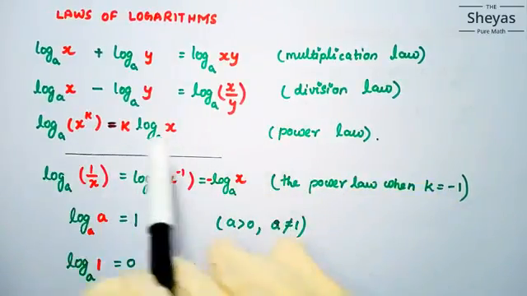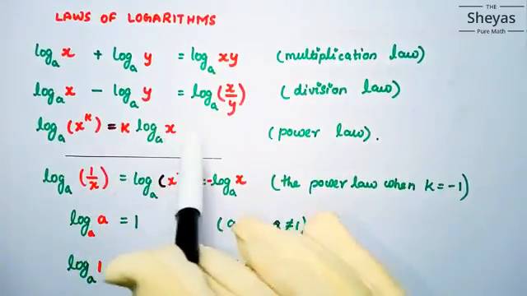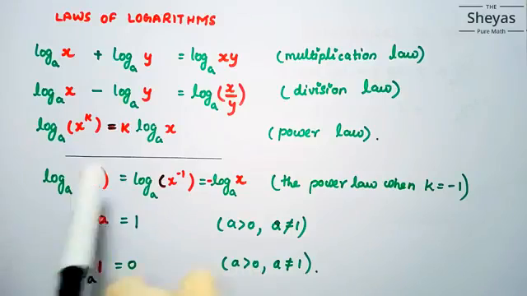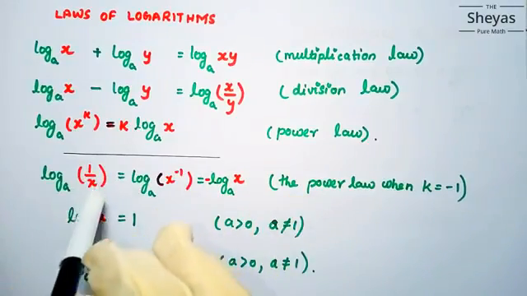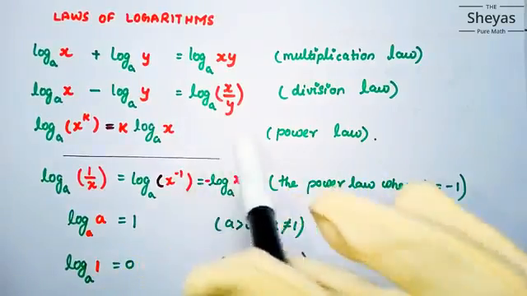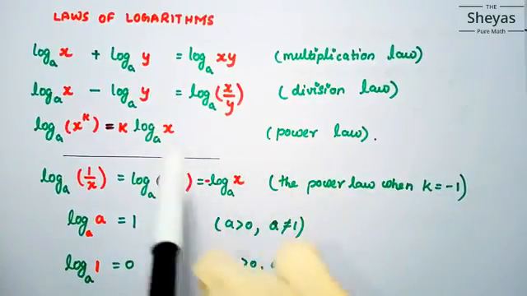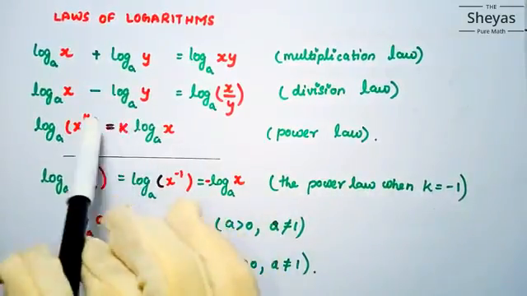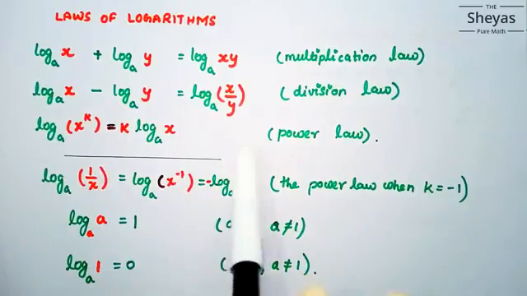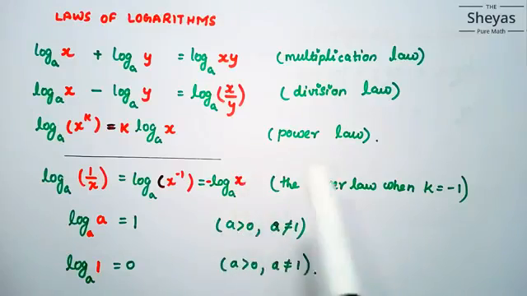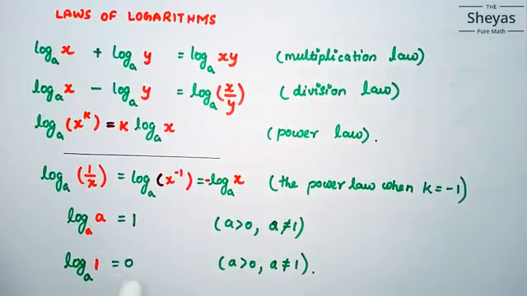And this is the power law. Log x power k is equal to k log x. And here these are some special cases. That is log 1 by x is equal to log x power minus 1. This 1 by x I am writing as x power minus 1. Now we can use the power law, and when k is equal to minus 1, this minus 1 will come to the front of the log. So I am writing it as minus 1 log x, and that is nothing but minus log x. And log to the base a of a is equal to 1 and log 1 is equal to 0. So using all this, we are going to apply this in the problems and solve the equations.